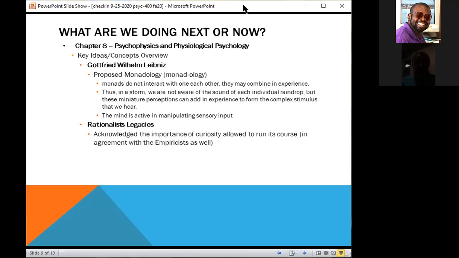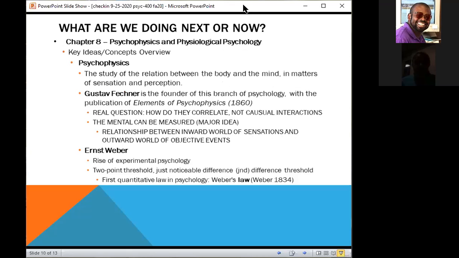All right, so that leads us to the next section, which talks about the key ideas of psychophysics and the physiological areas of psychology. Psychophysics is the study of the relation between the body and the mind in matters of sensation and perception. Gustav Fechner is usually associated with this. He is the founder of this branch of psychology, and he published The Elements of Psychophysics in 1860.